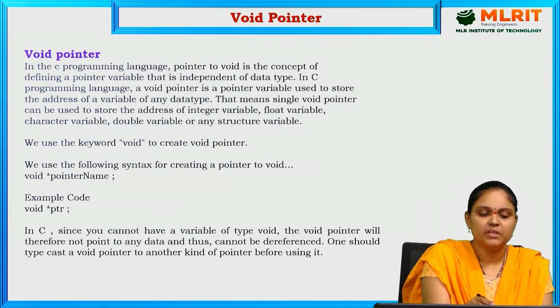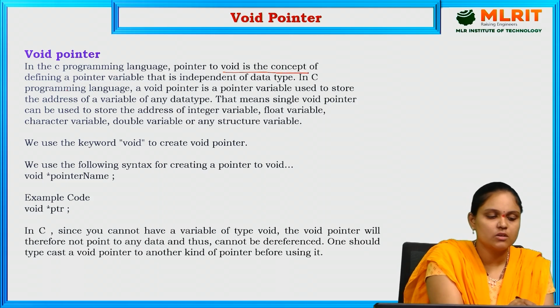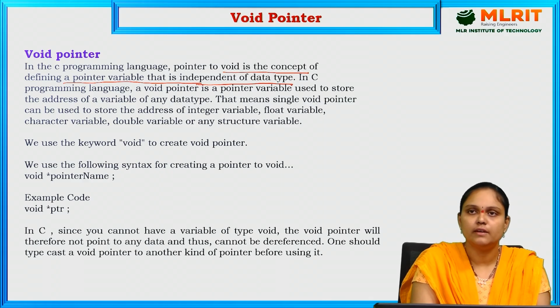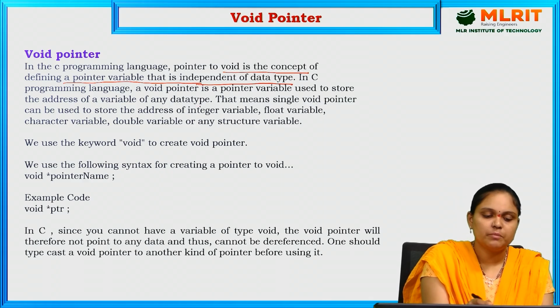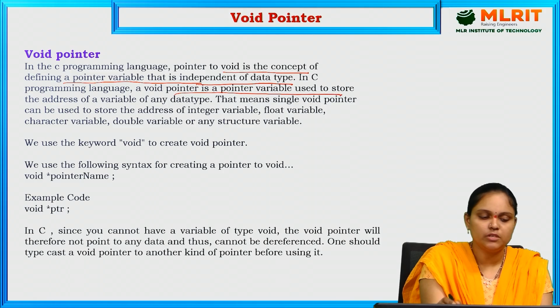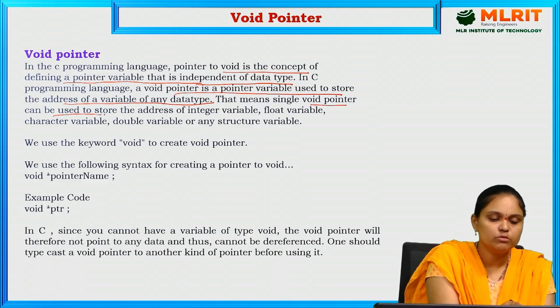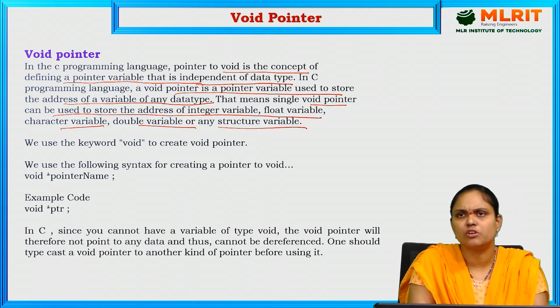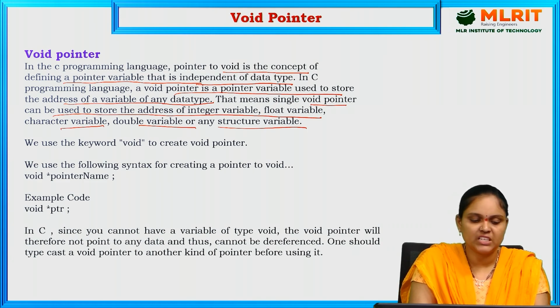In C programming language, pointer to void is a concept of defining a pointer variable that is independent of the data type. So in C programming language, a void pointer is a pointer variable used to store the address of a variable of any data type. That means a single void pointer can be used to store the address of an integer variable, float variable, character variable, double variable and also any other structure variables. So a void pointer is also known as a generic pointer.